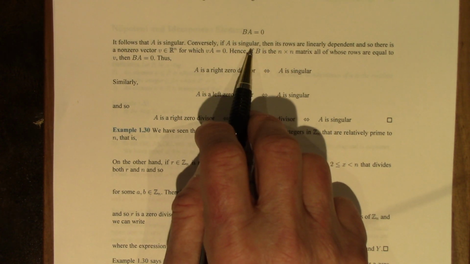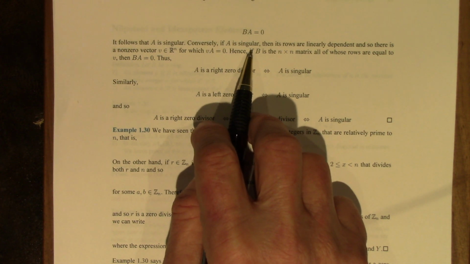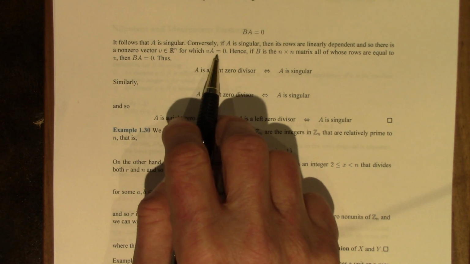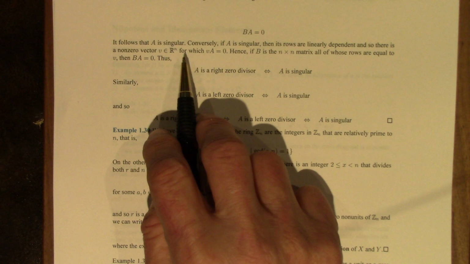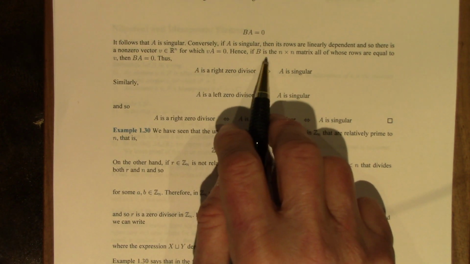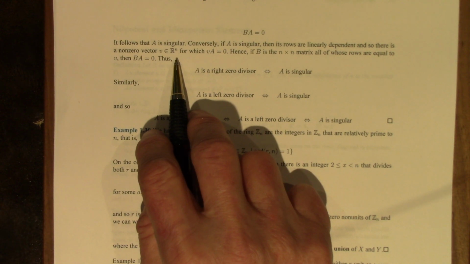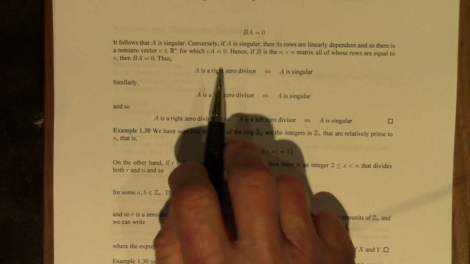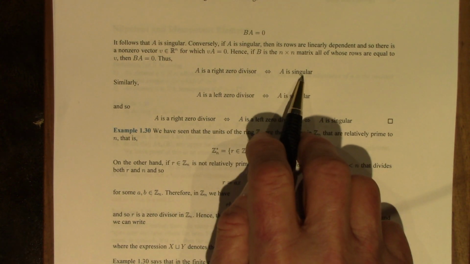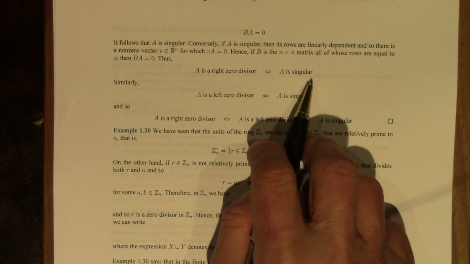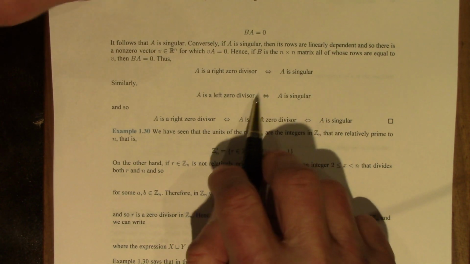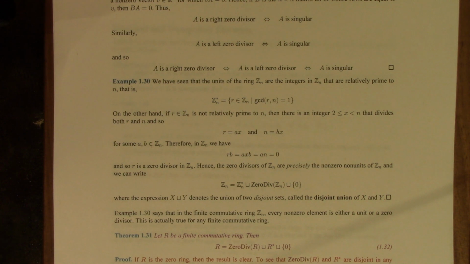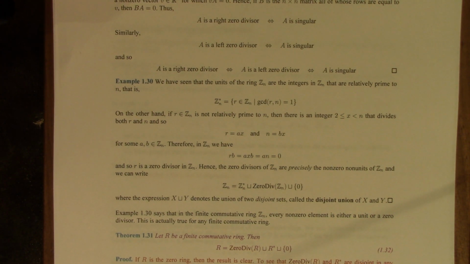Conversely, if A is singular, then its rows are linearly dependent, and so there's a non-zero vector v in Rn for which vA is 0, and we can define a non-zero matrix B with the property that each of its rows is the vector v. And then BA will be 0. So we've shown that A is a right zero divisor if and only if A is singular. And a similar argument shows that A is a left zero divisor if and only if A is singular. So the left zero divisors are the same as the right zero divisors, and they are the singular matrices.